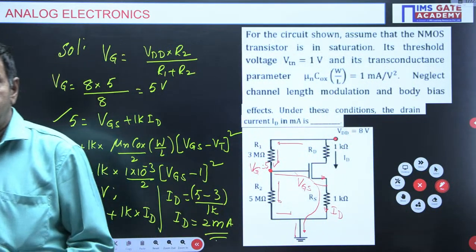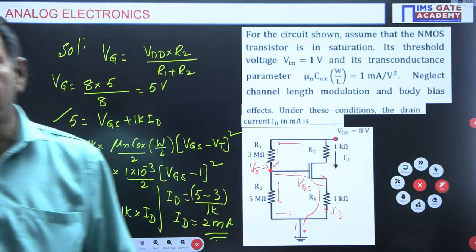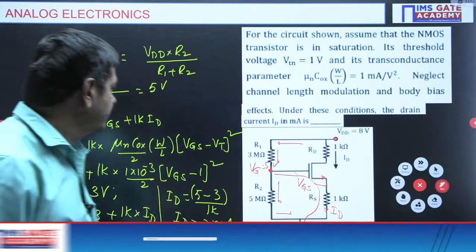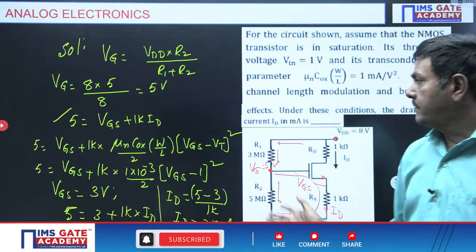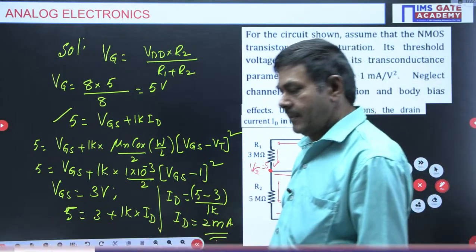Follow this. If any students are having any doubts, they can ask the questions here now. From the MOSFET, these three questions I want to give here now.